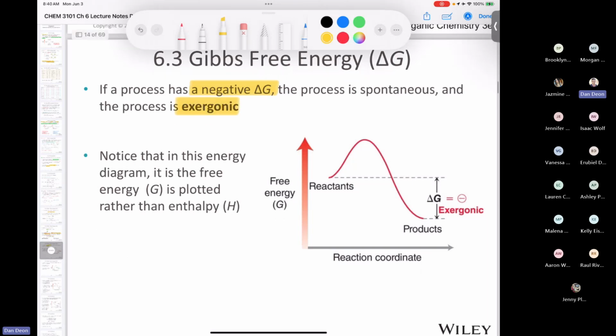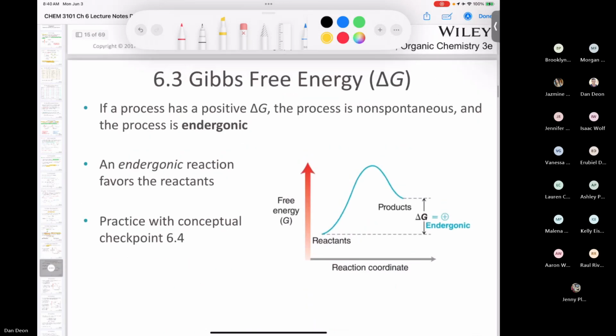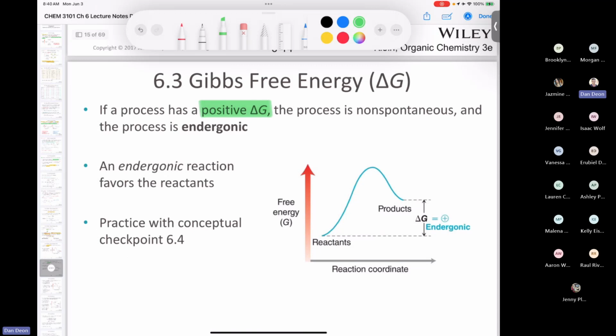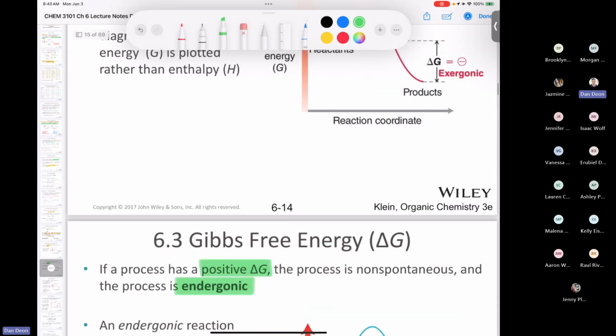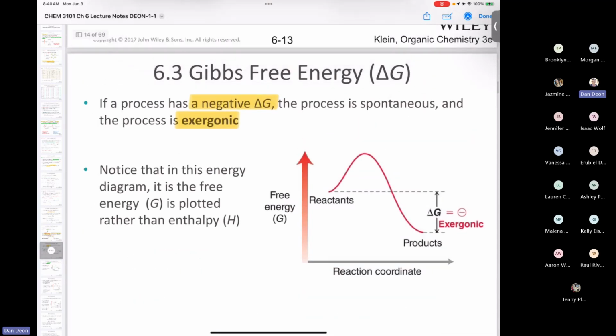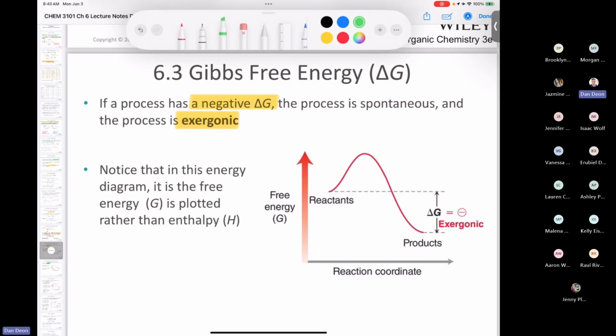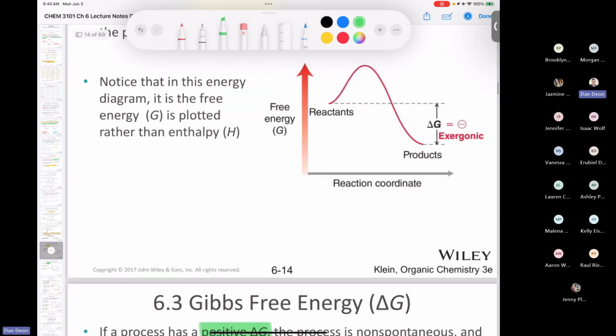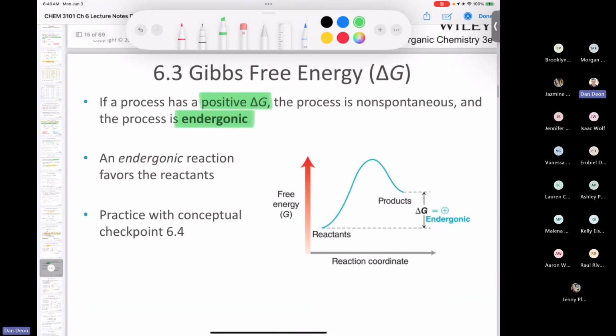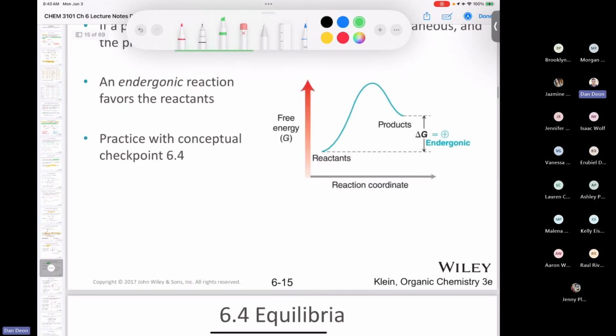And when you have a reaction where your delta G is positive, we call that an endergonic process. And you can see the reaction coordinate diagram here. In an exergonic process, the products have less free energy than the reactants, and then it's the converse for an endergonic reaction. So there you go, a little bit about Gibbs free energy.